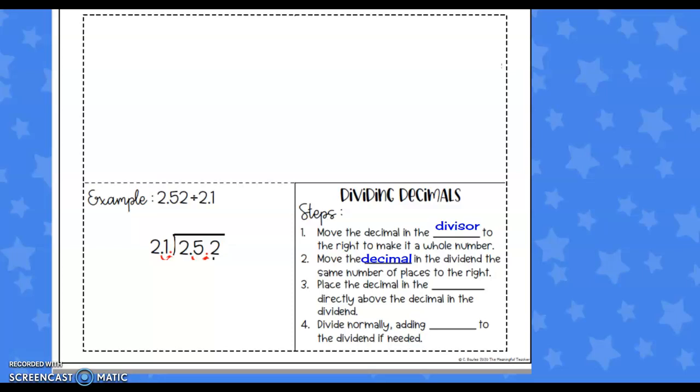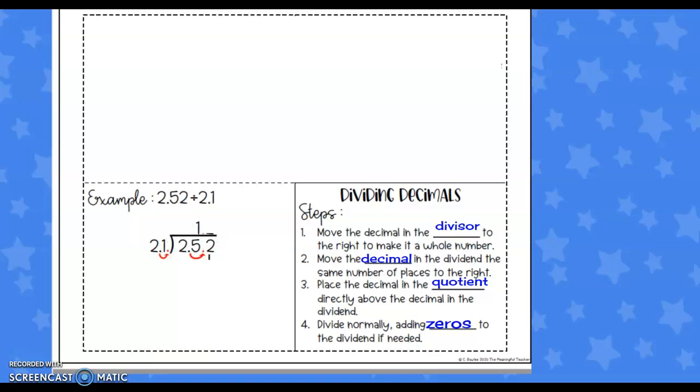It's important to know that you need to place the decimal in the quotient directly above the decimal in the dividend. Also, don't forget to divide normally, adding zeros to the dividend if needed. Let's divide. 21 goes into 25 one time.